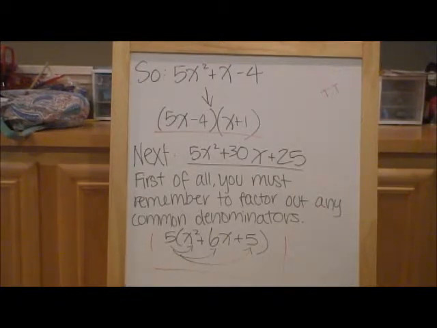Congrats! Next, 5x squared plus 30x plus 25. First of all, you have to remember to factor out any common factors. For this expression, you can easily factor out a 5. So it would be 5 times x squared plus 6x plus 5.